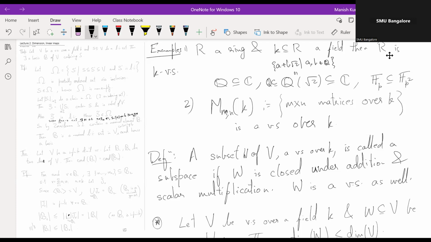But Q square root 2 is a finite dimensional vector space over Q. What is the dimension of Q square root 2 over Q? What will be the size of the basis? Or what's an example of a basis of Q square root 2 over Q?